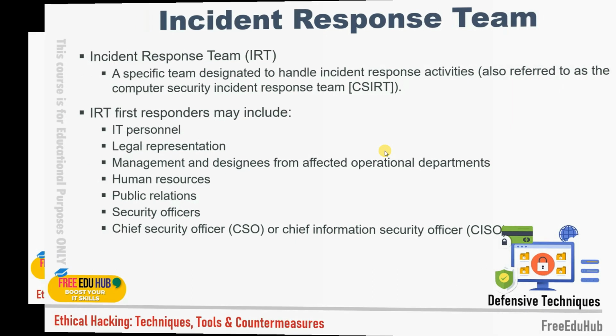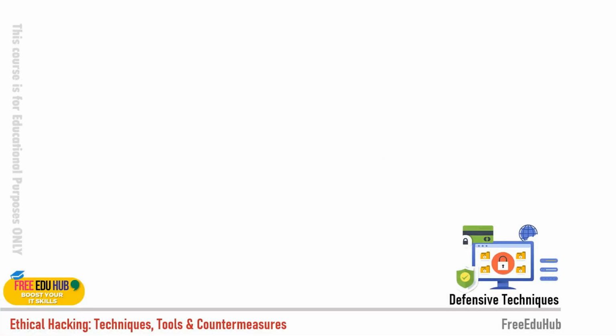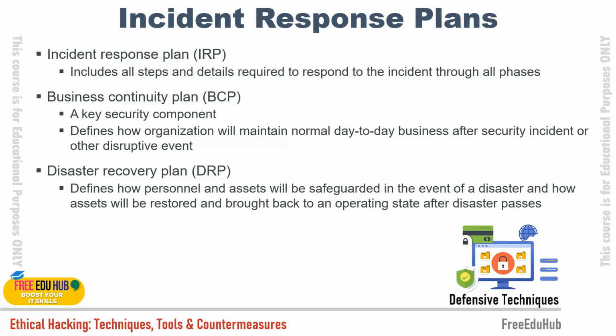Next, we have our incident response plans, that is, what should be the plan for any specific thing. Now, incident response plans, which we call IRP, include all steps and details required to respond to an incident through all phases. So we'll break it down into steps, and then we'll see that if this thing happens, that would be the course of action. If this thing happens, what would you do? And it would continue like that.